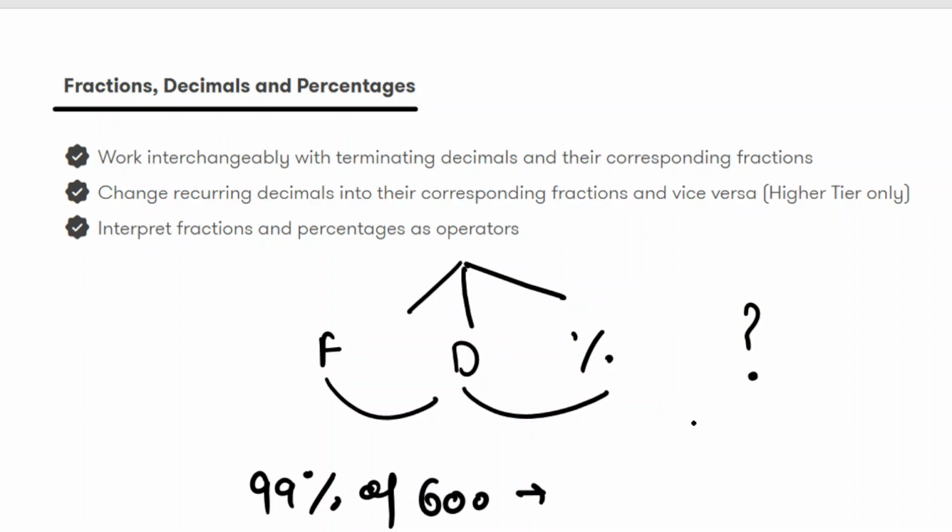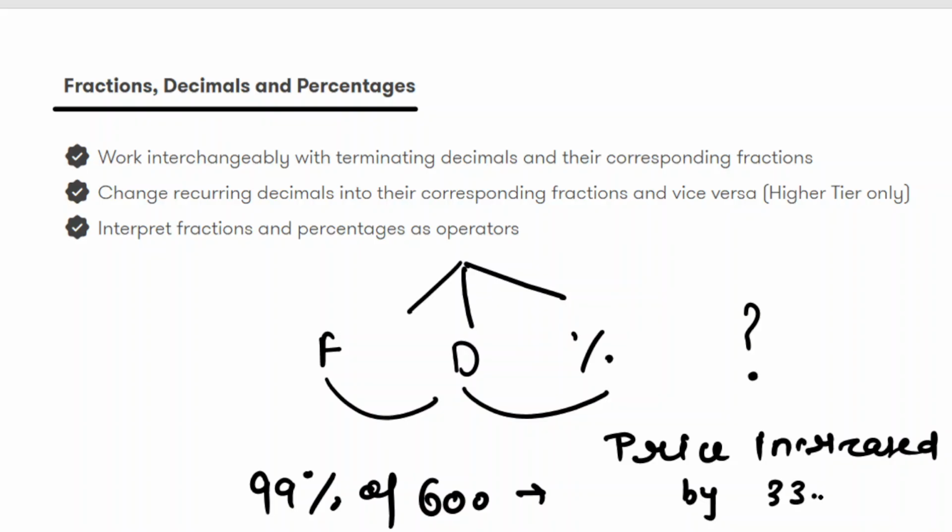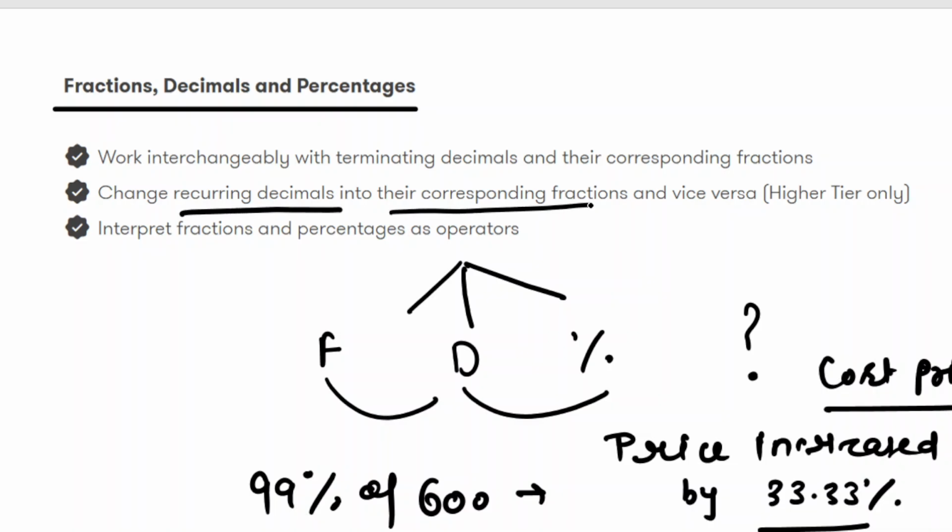They give you questions like this: a price increased by 33.33 percent. Find the previous price or the cost price. In these types of questions you see recurring decimals converted into their corresponding fractions and vice versa. Interpret fractions and percentages as operators.